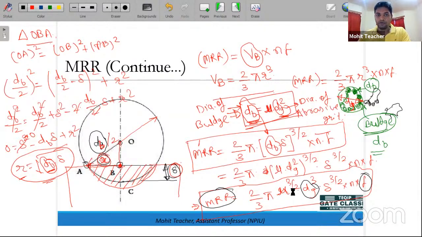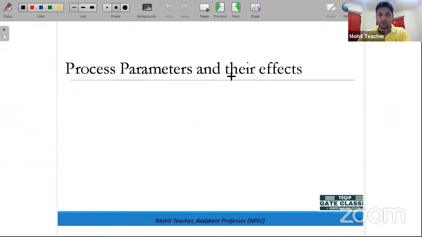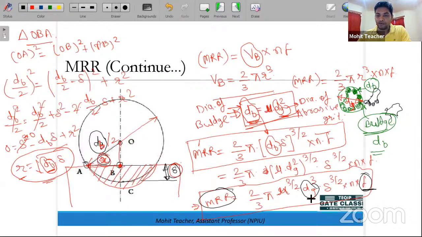So now we are looking at the process parameters versus their effect. The process parameters here are the frequency and dg, that is grit diameter, and we are looking at how they affect the material removal rate. From this formula, 2 by 3 and pi are constants. Mu is again a constant, because if we consider that the bulge diameter is the same for all the grits, then the mu value will also be the same.